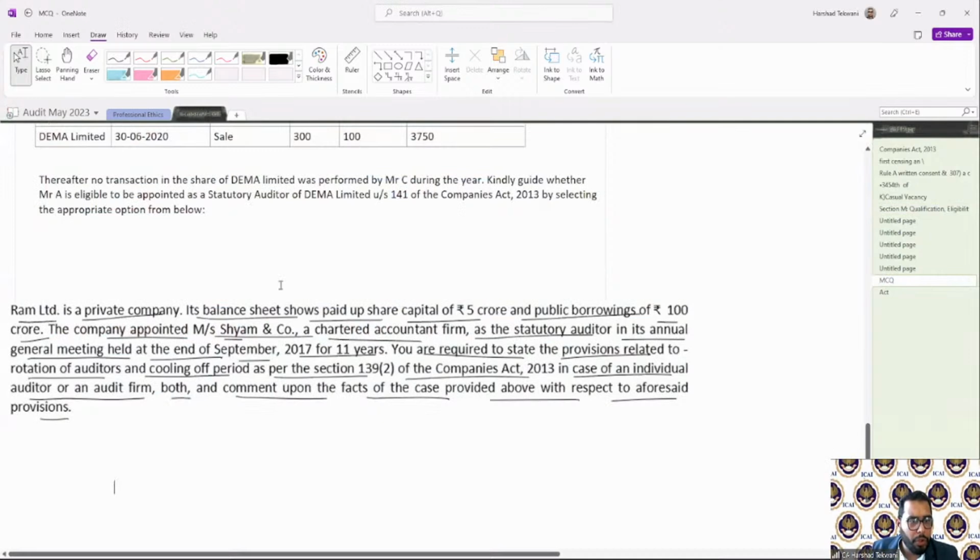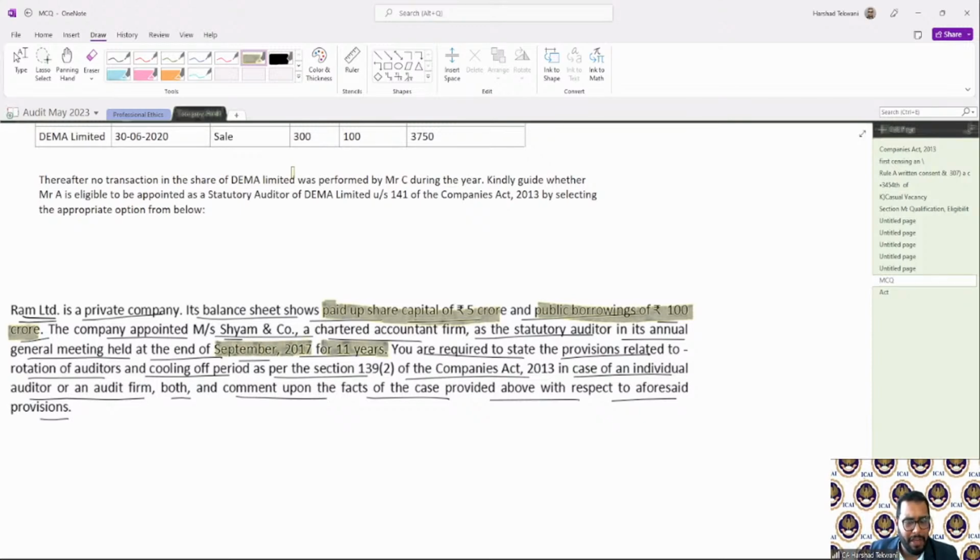Okay. So Raman Limited is a private company. Its balance sheet showed paid up capital of 5 crore, public borrowing of 100 crore. The company appointed Mr. Sham and Company, a chartered accountant firm, as a statutory auditor in annual general meeting held on September 20, 2017 for 11 years. You are required to state the provision related to rotation of auditor and cooling off period as per 139(2) of the Companies Act in case of individual auditor or an audit firm.